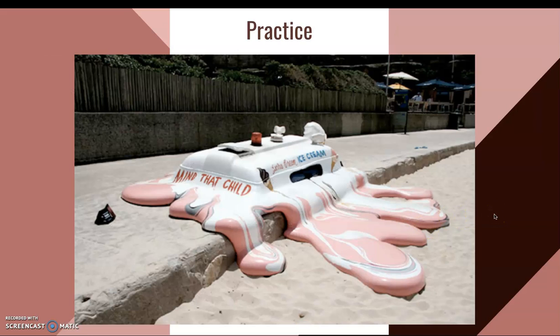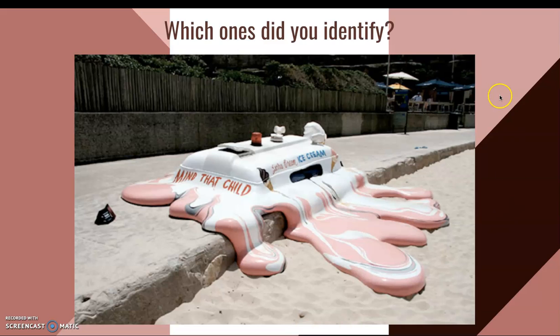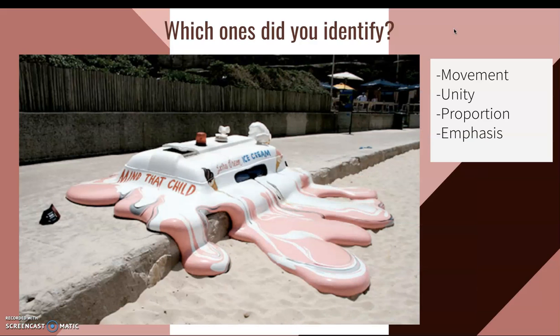Now let's take a look at this one. Which principles of design did you identify? When I looked at this, the principles of design that seemed to be the most dominant in this sculpture were movement, particularly how these melted parts of the ice cream truck seem to be moving outward. Unity, due to the use of color and the fact that it's all related to ice cream. Proportion, because this looks pretty big on the sand.